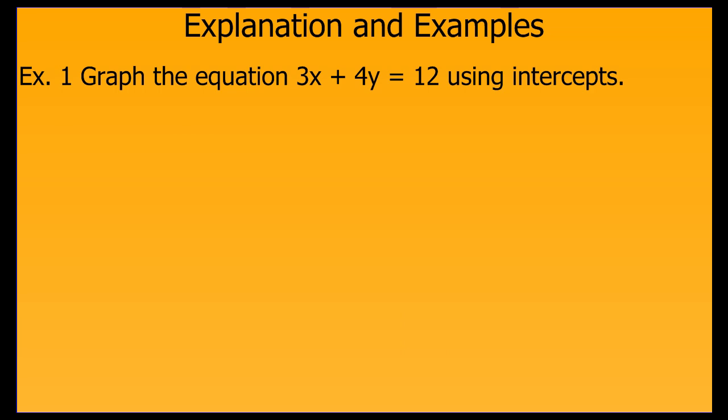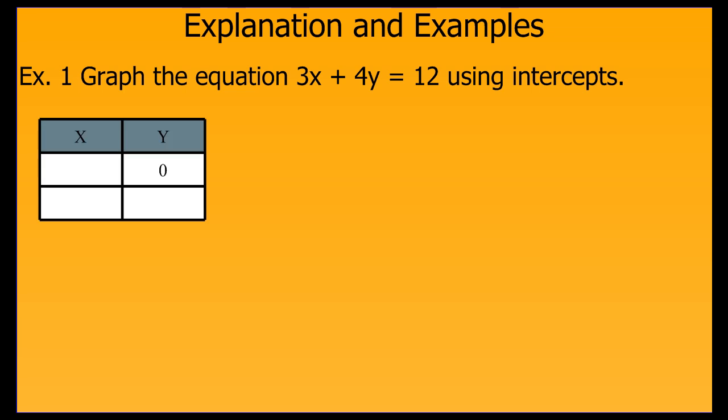We want to graph this equation using the intercepts. That means we're going to find the x-intercept and the y-intercept, and then use those 2 points to graph our equation. Remember, we only need 2 points to determine a line, so the 2 intercepts are 2 perfectly fine points to use to graph this equation. We'll start by finding the x-intercept.